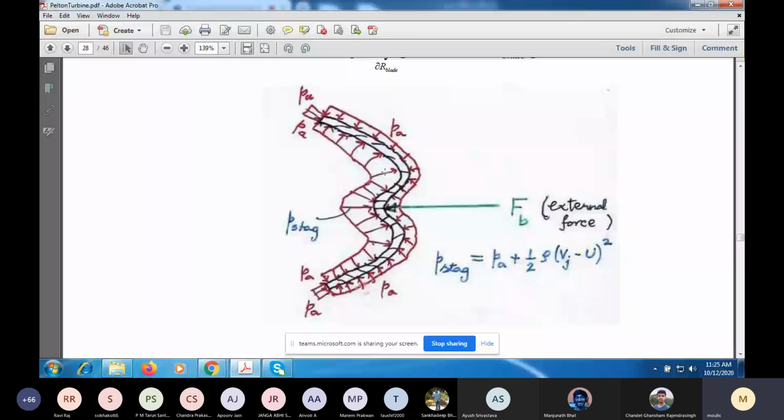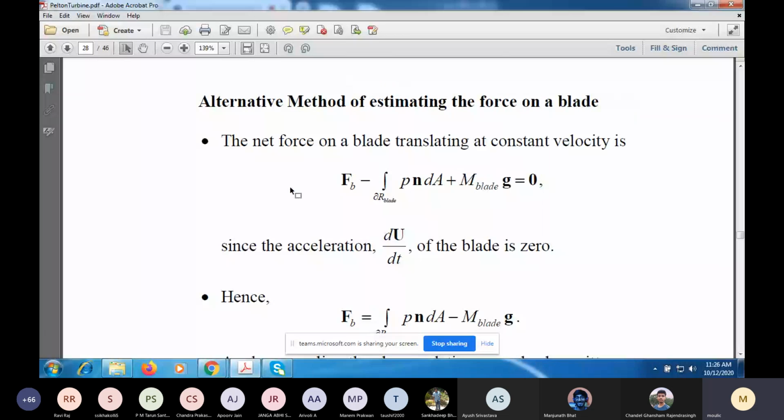Now, if you look at the net force due to pressure on just the bucket, not the bucket plus the liquid jet, then you see there is a non-zero force which will act to the right. So there must be an external resisting force to prevent it from accelerating, and that I've shown over here. If I call the external force the vector F with the subscript B for blade, and the net force due to pressure is minus integral of P dA over the surface of the blade, plus the weight of the blade, this must add up to 0.